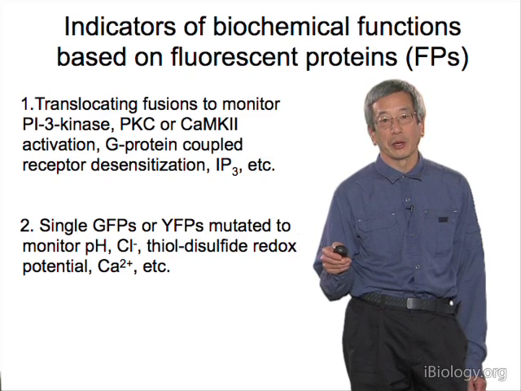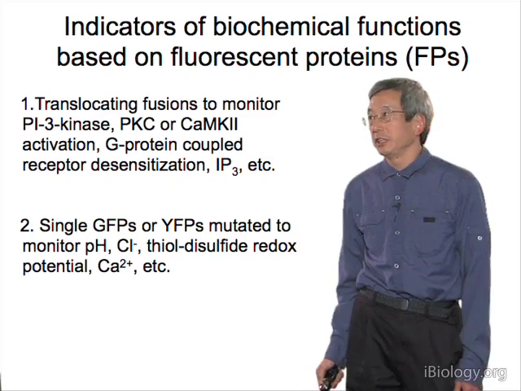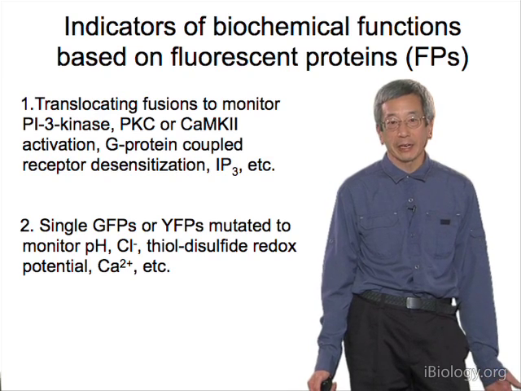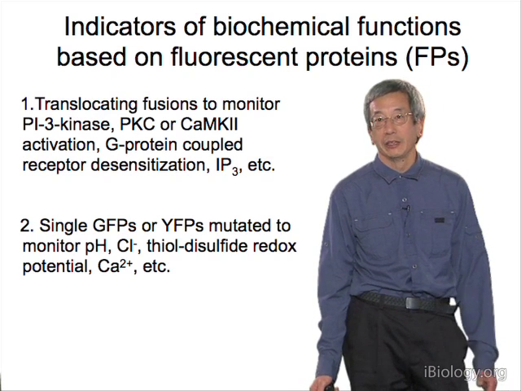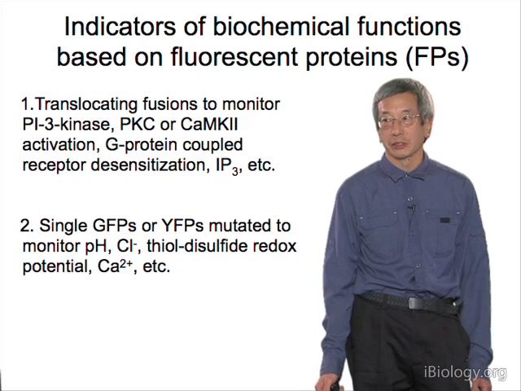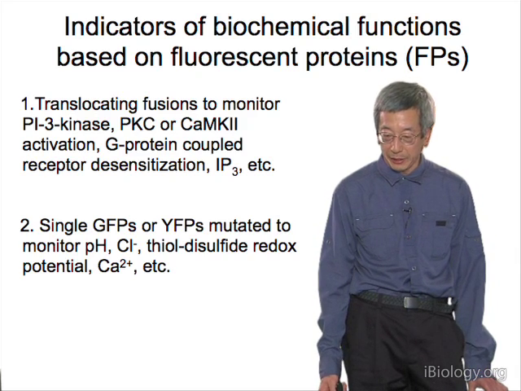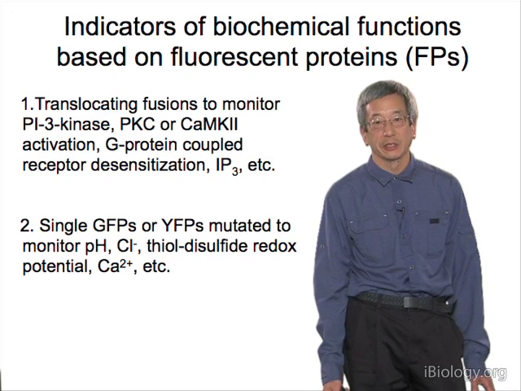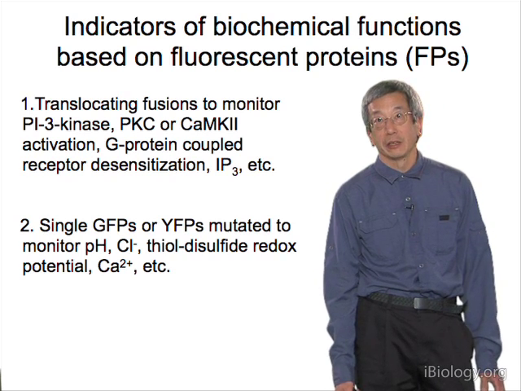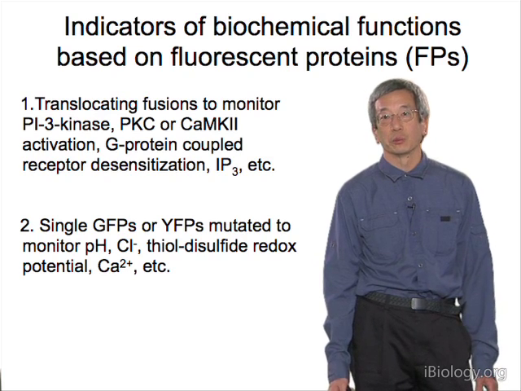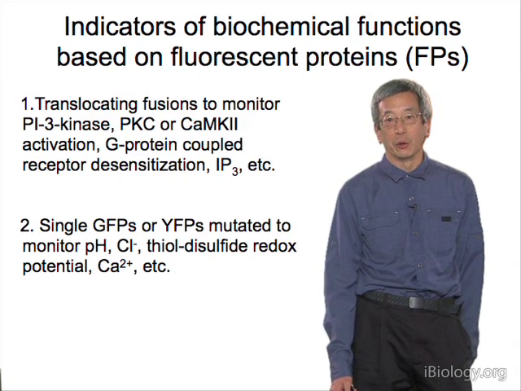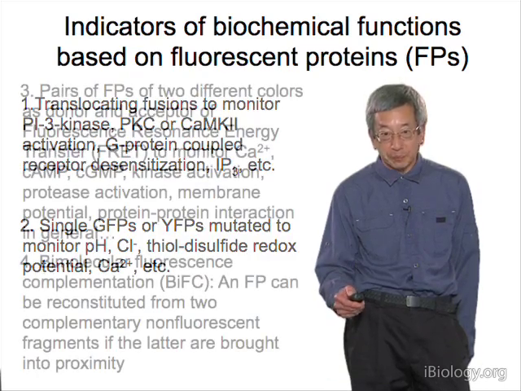The next class is when we engineer a GFP or YFP to monitor things like directly pH or indirectly chloride, redox potential, calcium, and so on. And all of these are by introducing mutations into the GFP and sometimes whole chunks of other proteins that enable the equilibrium between the tyrosine anion and the tyrosine neutral forms of the chromophore to be altered by the biochemical signal we're trying to measure. And all of these just use a single fluorescent protein.